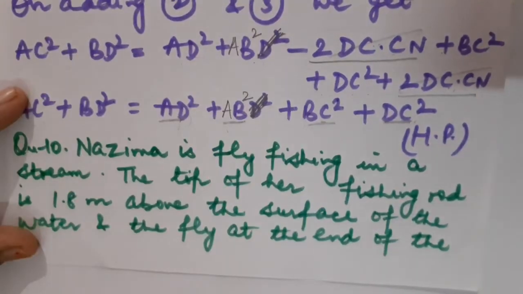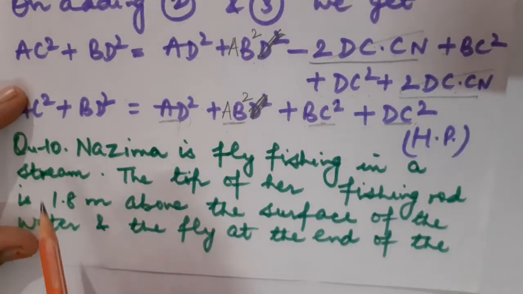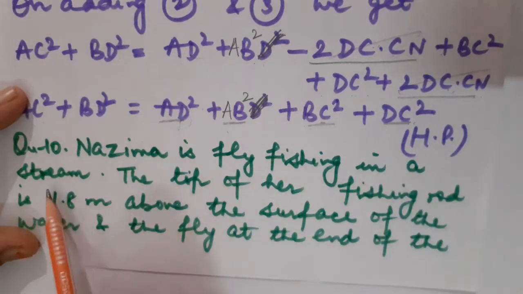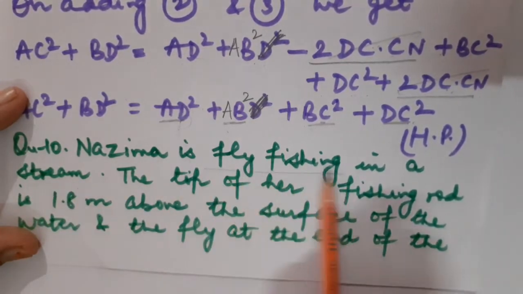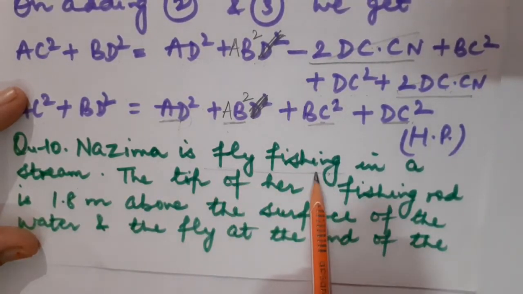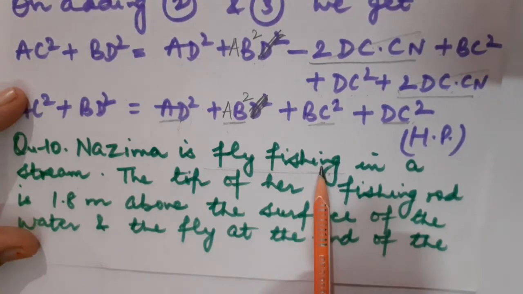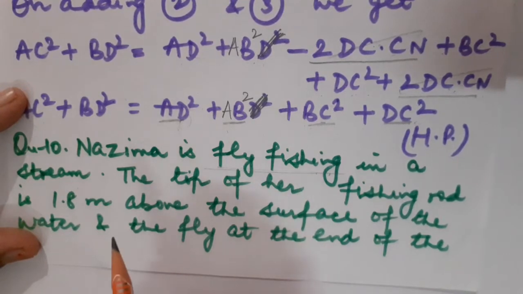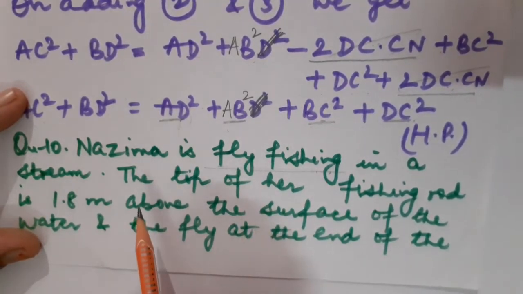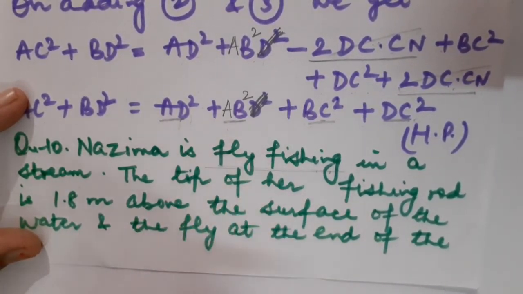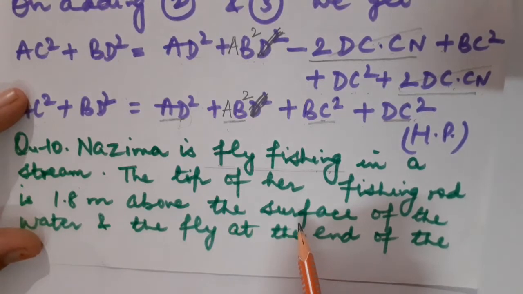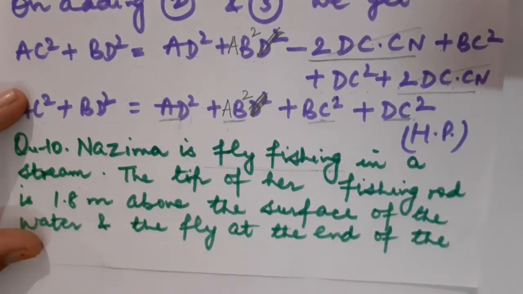Now children, let us switch to the last HOTS question. Question number 10. Nazima is fly fishing in a stream. What do you mean by fly fishing? Fly fishing is a sport of fishing using a rod and an artificial fly as a bait. What do you mean by bait? Bait is nothing but it's a food item which is placed on a hook or in a net so that the fish can be caught easily.